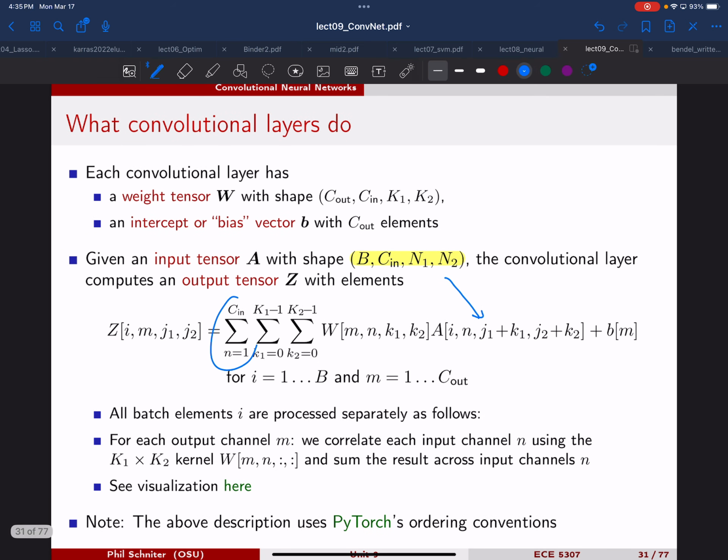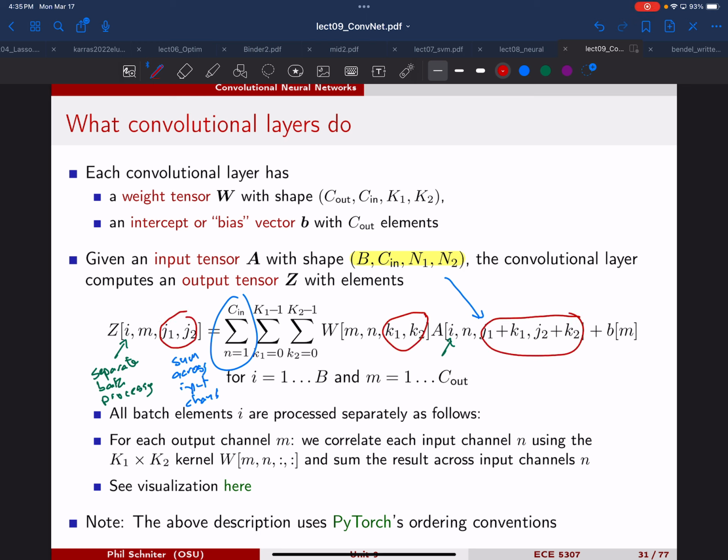So this part is some cross input channels. This part is like separate batch processing here and here. And then we have basically convolution, spatial convolution.